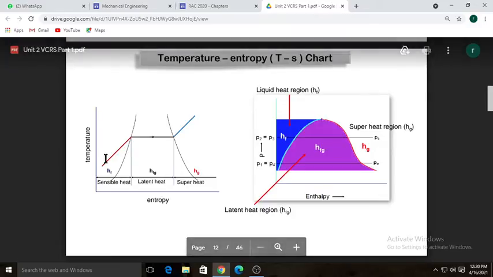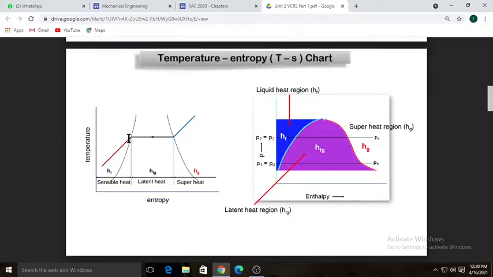Okay, listen to me. When this ice comes to 0 degree centigrade, beyond this 0 degree centigrade its temperature will not drop. At 0 degree centigrade, the temperature becomes constant until all the ice gets converted into the water. And at this point, what is happening? At this time, the temperature of water again starts increasing.